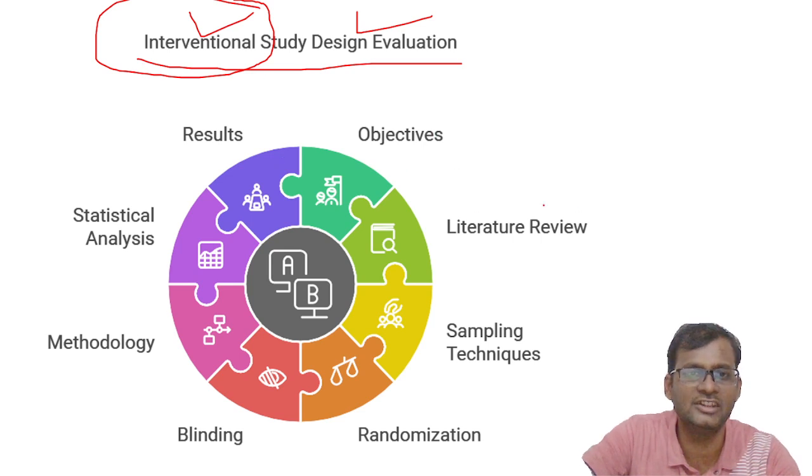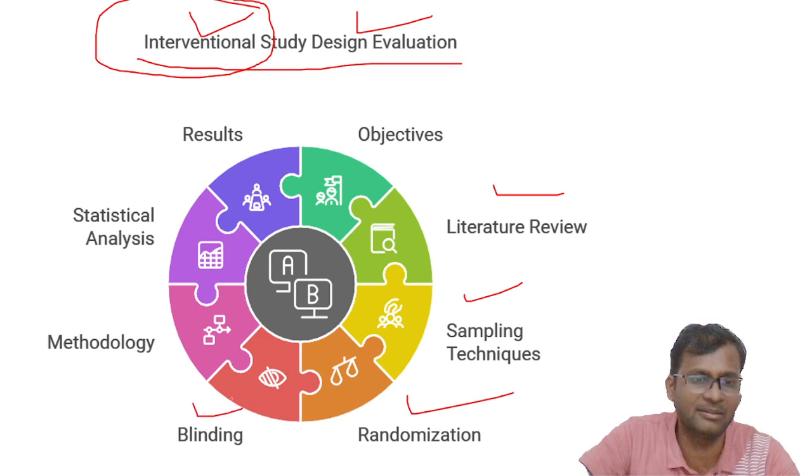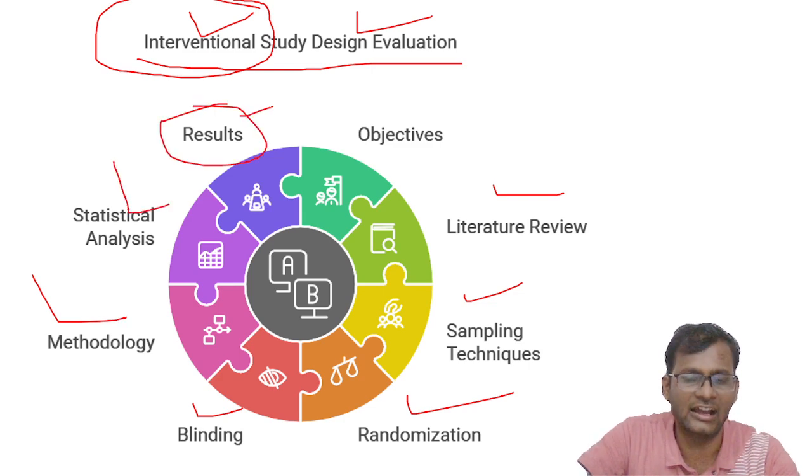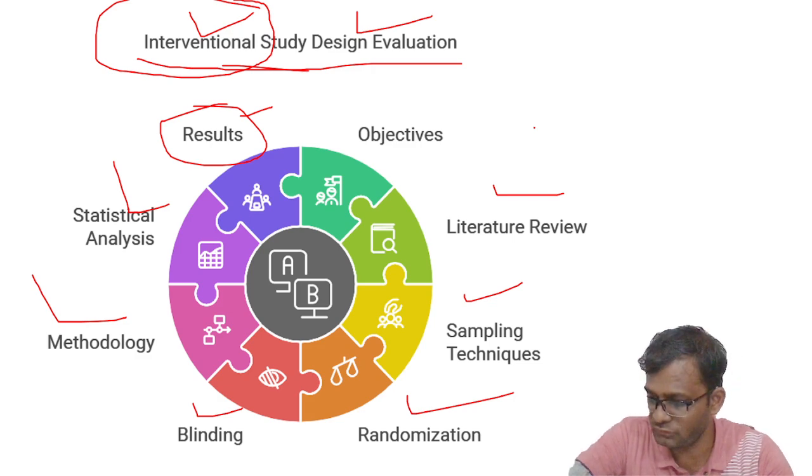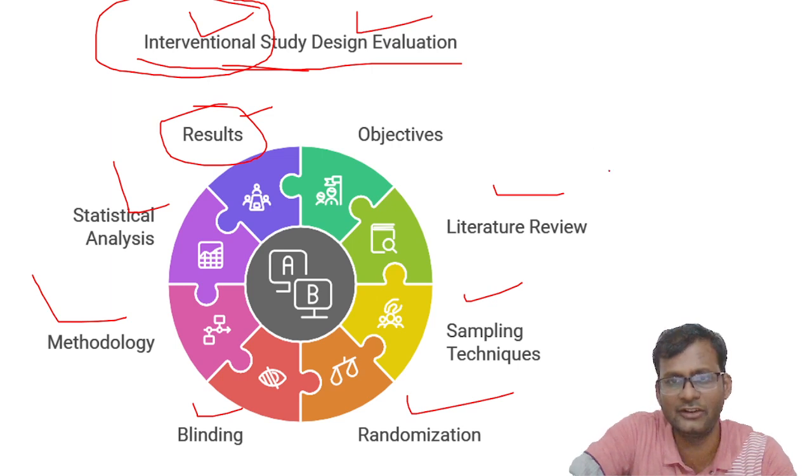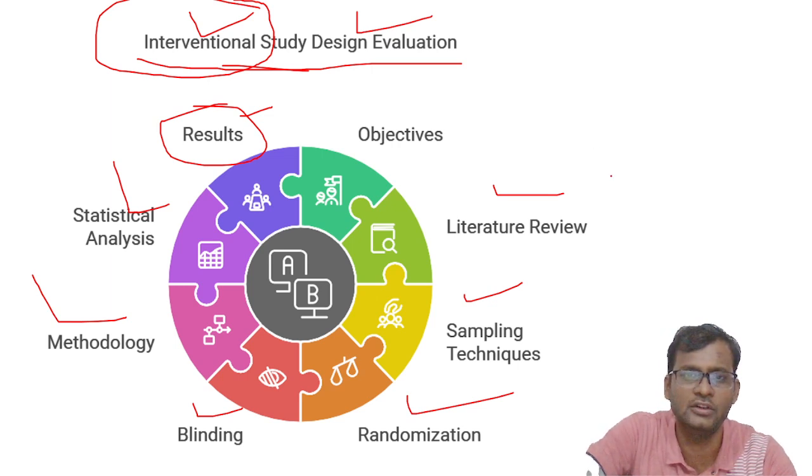Then evaluation of this particular assessment is: in this published paper, how they have made the literature review, sampling technique, how the randomization was done in that paper, how they made the blinding methodology, statistical analysis, what are the results and output of that paper. This should be discussed or explained by the PG scholar. Based on this we have to analyze or evaluate this particular module. This is for the 25 marks.